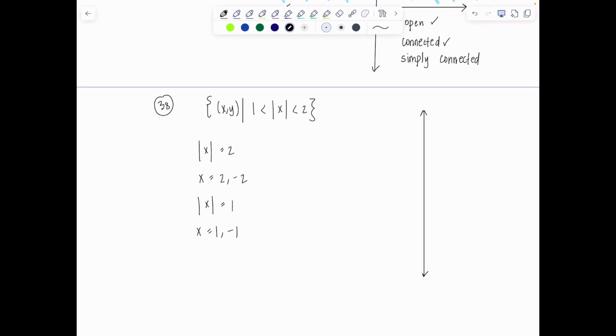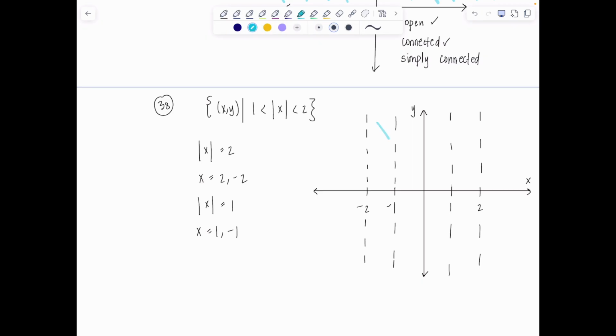Is there any restriction on what y can be? No. So we're going to have a series of vertical lines where x is negative 2, negative 1, positive 1, and positive 2. All of the lines will be dashed because the inequalities are strict. They're not inclusive. So dashed line here, here, here, and here. Now where do you shade? In between them.